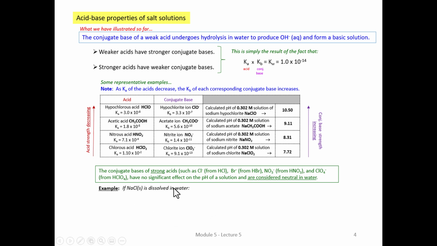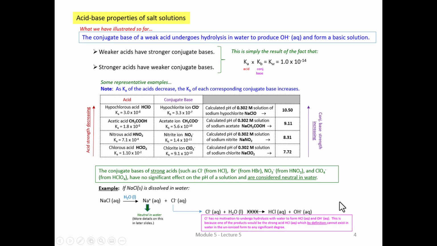Suppose we dissolve sodium chloride in water, so we have sodium ions and chloride ions. We've said that we'd talk about this later, but sodium ions are neutral in water, and let's look at chloride ions in water, and let's write a hydrolysis reaction, chloride plus water forming HCl and hydroxide. You'll notice I have X's through this arrow, meaning this does not happen to any appreciable extent. Well, why? Well, chloride has no motivation to abstract an H plus from water to form HCl and hydroxide.